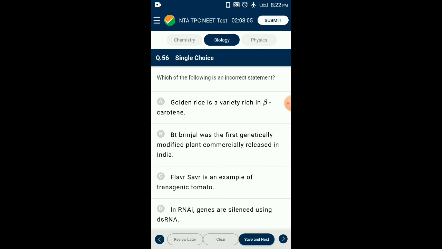Question number 56. Which of the following is an incorrect statement? Bt cotton was the first genetically modified plant in India which produces an insecticide to combat bollworms. The transgenic brinjal is created by inserting a crystalline protein gene, that is Cry1Ac, from the soil bacterium Bacillus thuringiensis into the genome of brinjal. So the answer for this question is option B. Bt brinjal was the first genetically modified plant commercially increased in India.